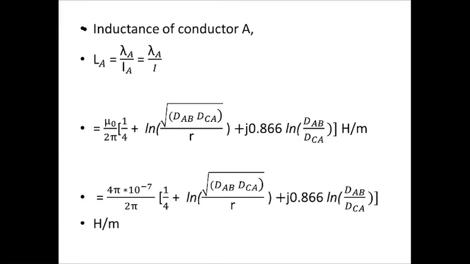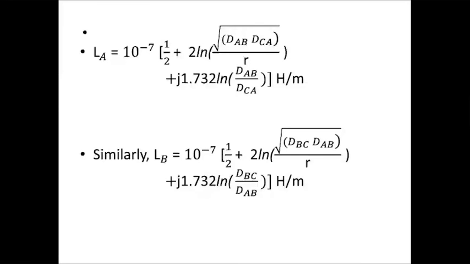Now we can substitute for mu0 as 4 pi into 10 raised to minus 7. So it becomes 4 pi into 10 raised to minus 7 divided by 2 pi into 1 by 4 plus log root DAB DCA by R plus j0.866 log DAB by DCA Henry per meter. Now rearranging the terms, LA is equal to 10 raised to minus 7 into 1 by 2 plus 2 log root DAB DCA by R plus j1.732 log DAB by DCA Henry per meter. Similarly, we can write the expression for LB and LC.